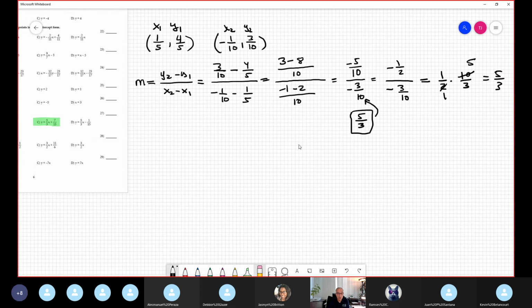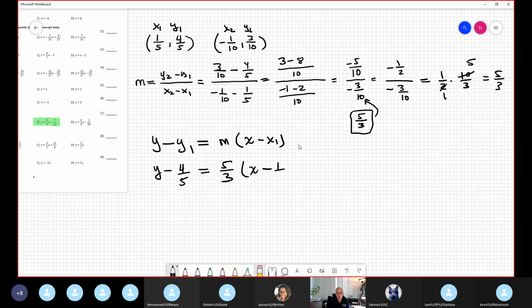Okay. Now I compute the formula: y minus y1 is equal to slope, parenthesis, x minus x1. Y minus y1 is 4/5. Slope is 5/3. And parenthesis, x minus x1 is 1/5. Okay, again, the fractions. I hate the fraction. And the least common denominator is 15. Okay, it's 5 and 3 together, right? You multiply the entire equation by 15.